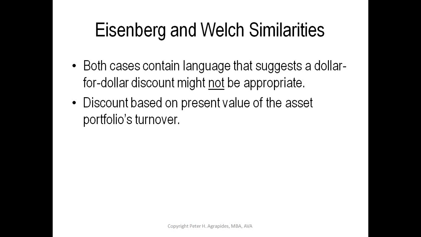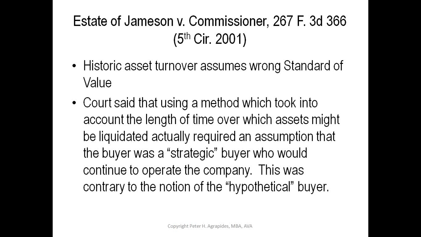One thing that's noteworthy to mention with both Eisenberg and Welch is you have C corporations that hold a large portfolio of marketable securities. So what the analyst did in this case was look at the historical turnover of the asset portfolios, determine how long it would take to sell off the entire portfolio, look at what capital gains tax liability would be assessed at each sale period, and take the present value of that.